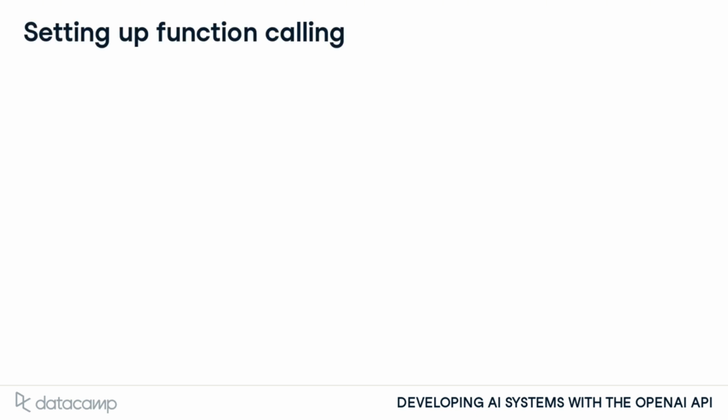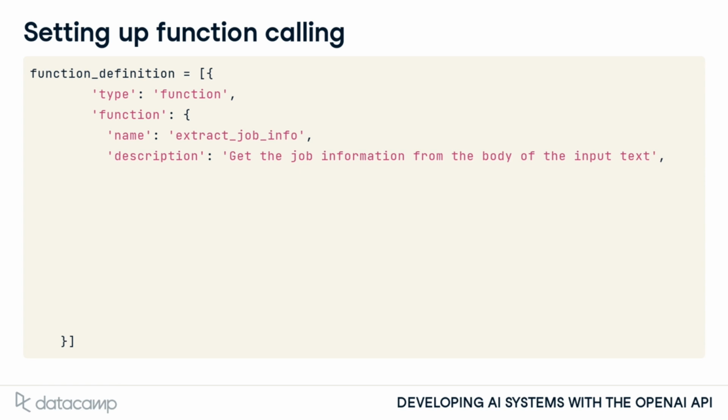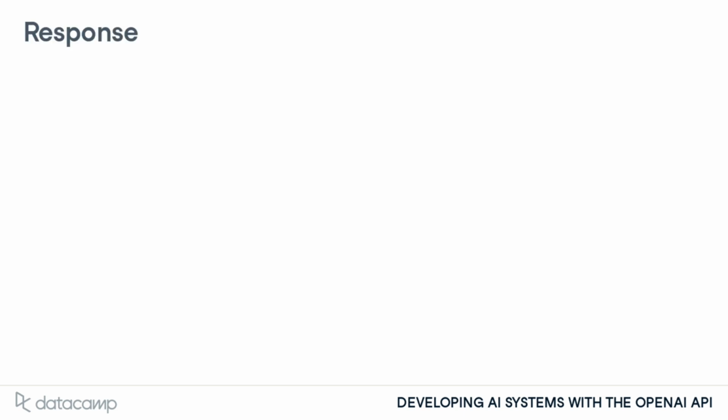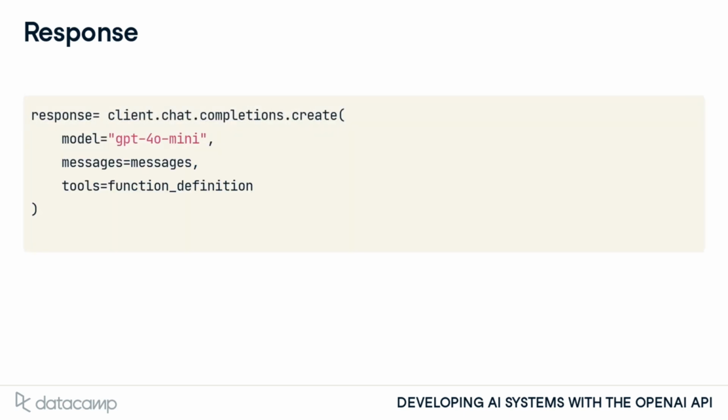Let's now take a look at setting the parameters within the function. In the parameters dictionary, each key is the key that will be included in the resulting JSON schema. Each value is a dictionary containing the type of data it will hold and a description to help the model extract it. In this example, the keys are job and location. They are both strings, and we provided short descriptions to state that they refer to the job title and office location. Finally, let's take a look at the response from our API request that uses function calling.